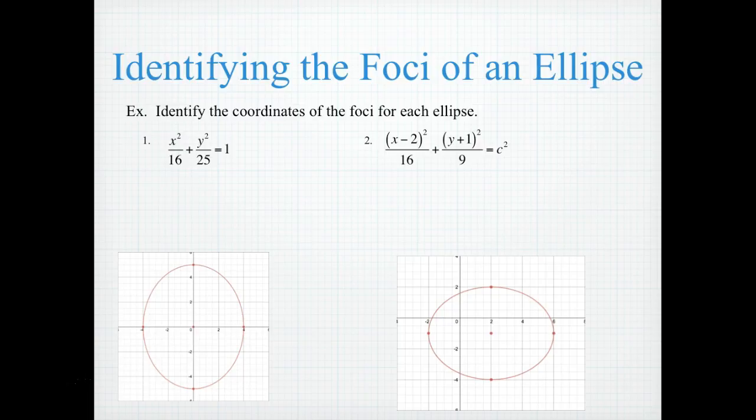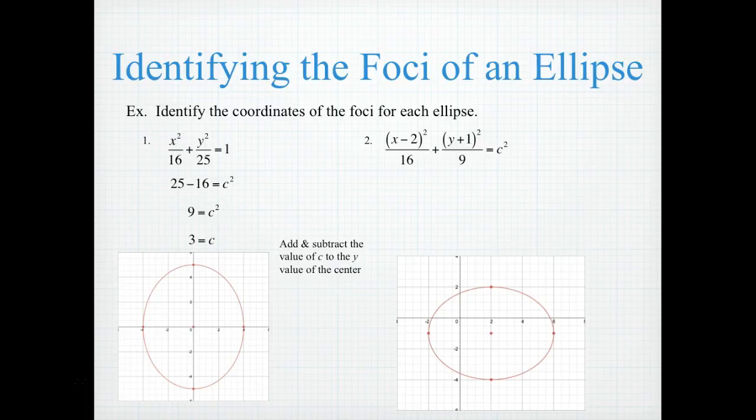So to find the value of c, I need to take 25 minus 16, which is a squared minus b squared, and set that equal to c squared. When I simplify and solve, I get a value of c that is equal to 3. So remember, my foci lie 3 units away from my center along the major axis. And my major axis is my vertical axis, so I'm counting up and down. From my center, I'm going to count 3 units up and 3 units down, which adds 3 and subtracts 3 to the y value of the center.